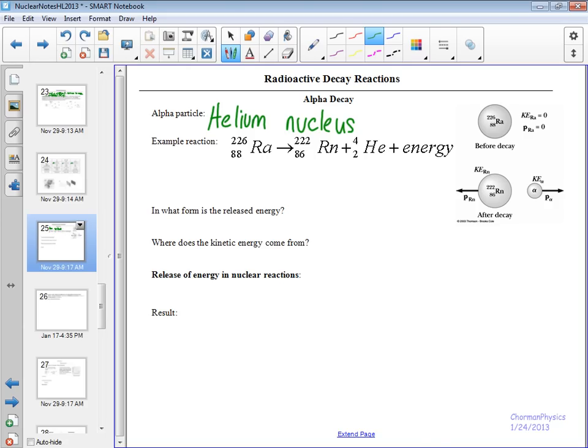So we have an example reaction here: radium-226 decaying to radon-222. We have to make sure we keep track of the bookkeeping with these numbers. We have the atomic number at the bottom and the mass number at the top, and that all adds up in the end. What ends up happening is that energy is released. It's the same concept we used for calculating binding energy. A little bit of the mass of the radium nucleus is released as energy, and that energy is the kinetic energy of the daughter particles, or the products.